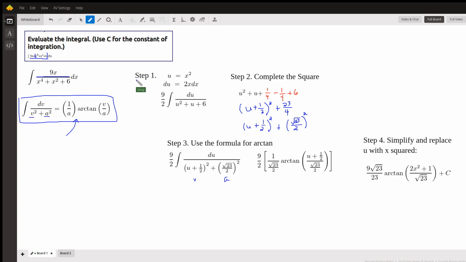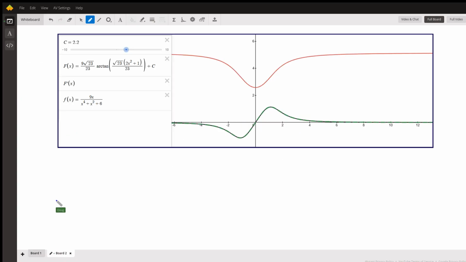So step one, oh, by the way, if we go to board 2, here's the answer we're going to end up with. If I take the derivative of that, I get that graph right there, and there is the original problem. These two should be equal, and that's what this graph proves right here. They're both the same graph. Okay, so there's the answer we're looking for.